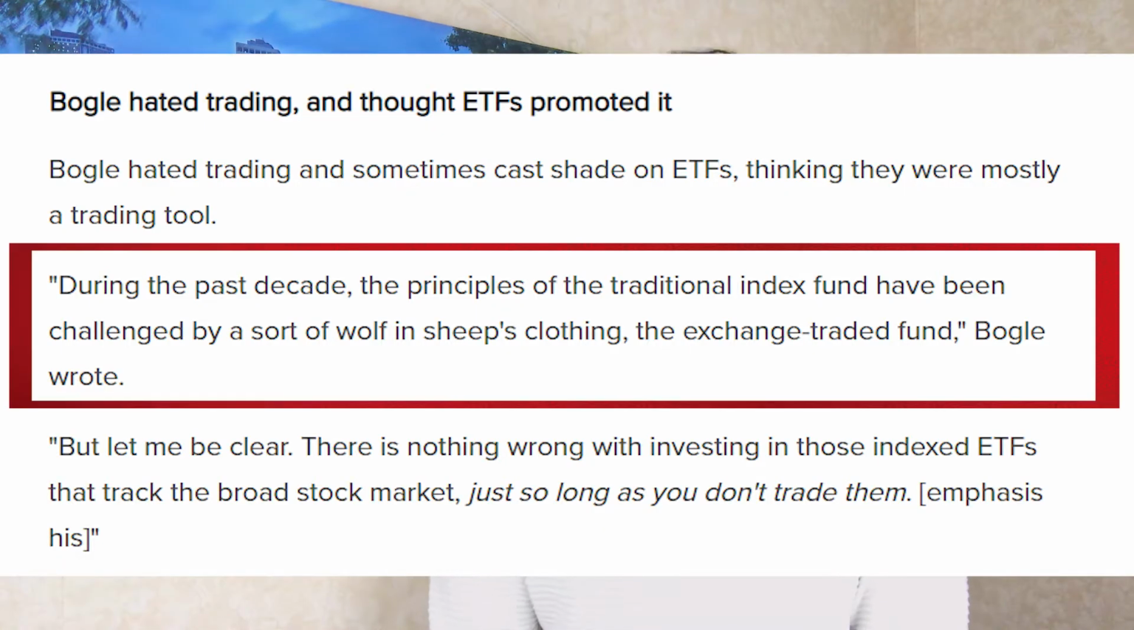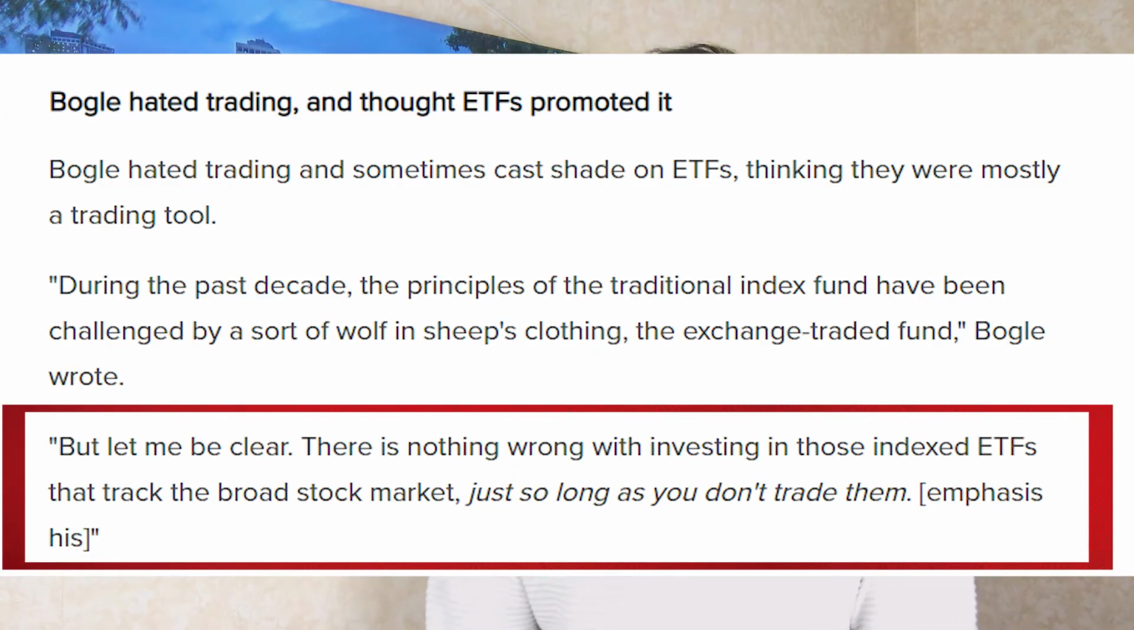He was dismayed that these long-term index funds had now morphed into these short-term ETFs, because the fact that you can trade an ETF just like a stock means you can see it going up and down on the stock market, and this usually encourages impulsive buying and selling, and it can reduce your long-term returns. Bogle has actually said that during the past decade, the principles of the traditional mutual fund have been challenged by a sort of wolf in sheep's clothing, the exchange-traded fund.